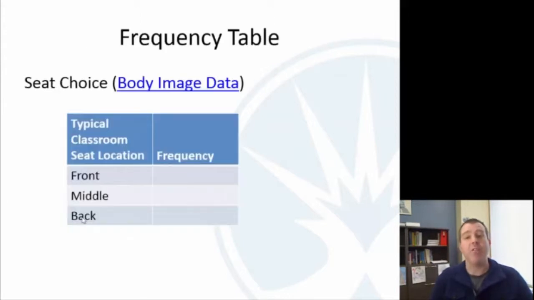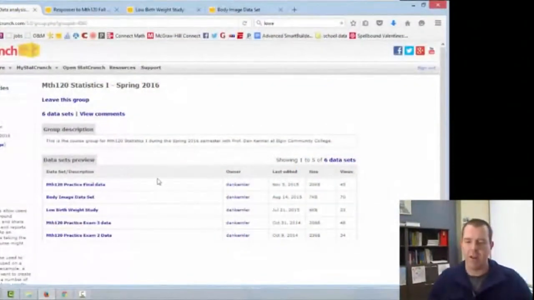So we're going to use some data. If you want to follow along, I have this body image data linked in our course group in StatCrunch. So I'm going to see if I can switch over to that. Oh, yeah, there's my wife. And my boy is, where is it? There we go. All right.